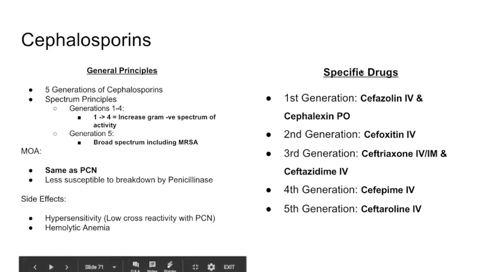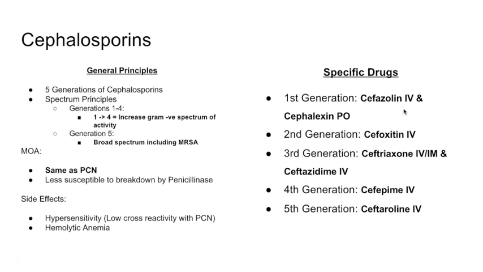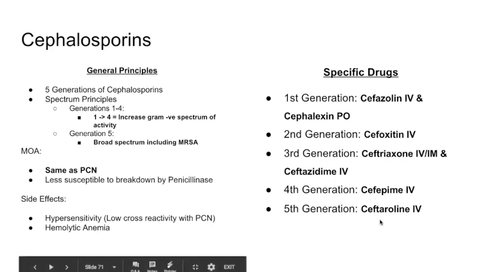Specific drugs for the cephalosporins. So the first generation is cefazolin. Cefazolin is an IV medication, and the oral counterpart to it is cephalexin. Second generation is cefoxitin, and it's IV. Third generation is ceftriaxone, and that's IV or IM, and ceftazidime, which is IV. Fourth generation is cefepime, and fifth generation is ceftaroline.